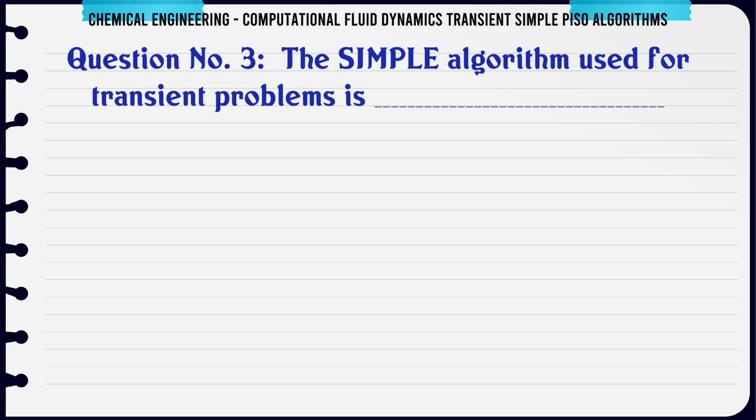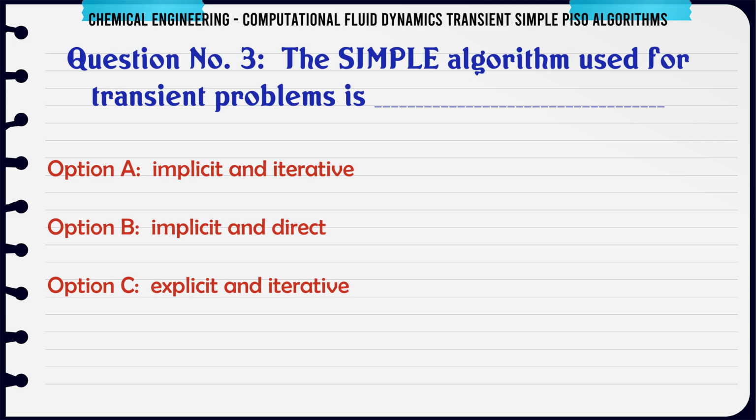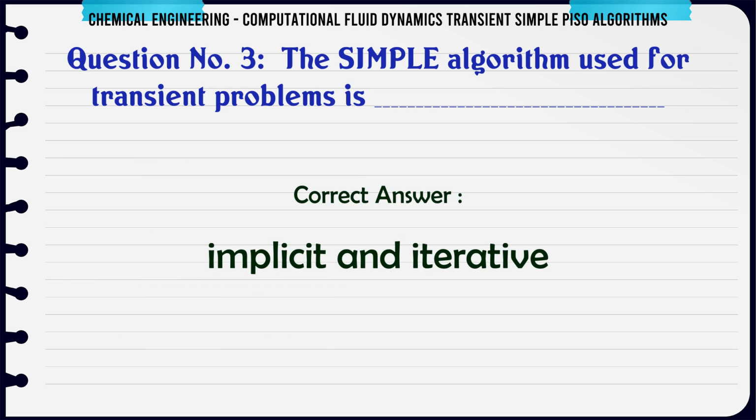The SIMPLE algorithm used for transient problems is: A. Implicit and iterative. B. Implicit and direct. C. Explicit and iterative. D. Explicit and direct. The correct answer is implicit and iterative.